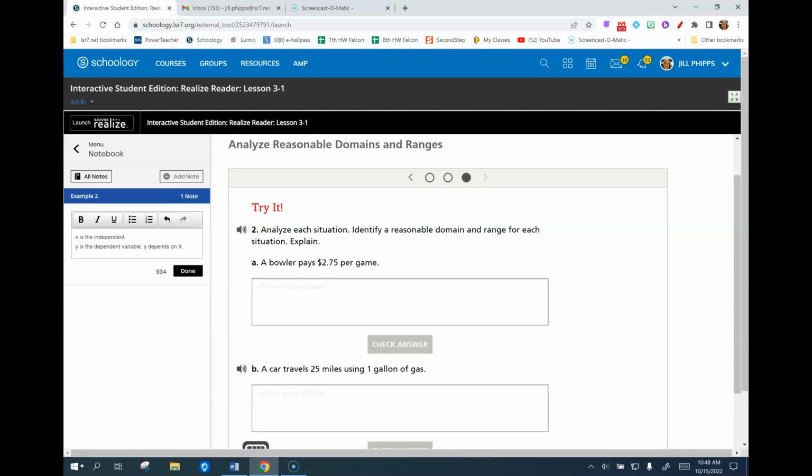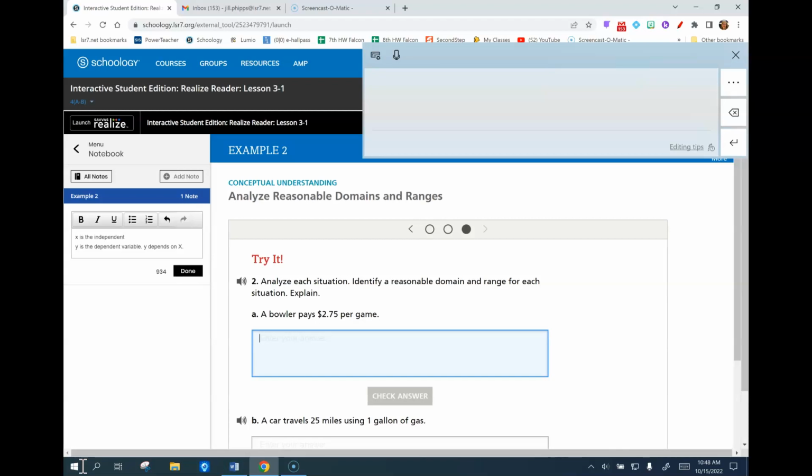Your y value, your range values, would have to be multiples of 275. So 0, 275, whatever 275 times 2 is, okay? So your domain is 0 and up. Okay, but it has to be whole numbers and integers.